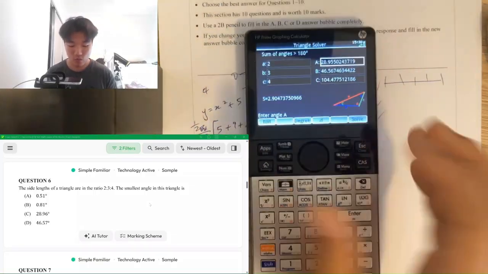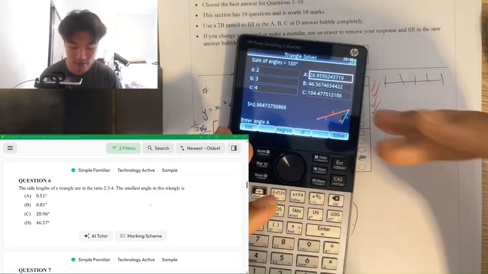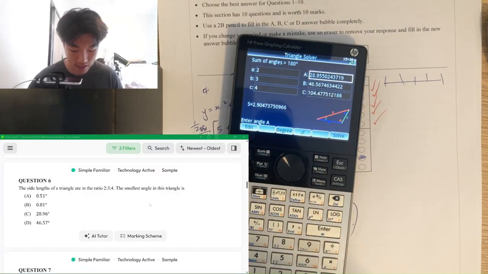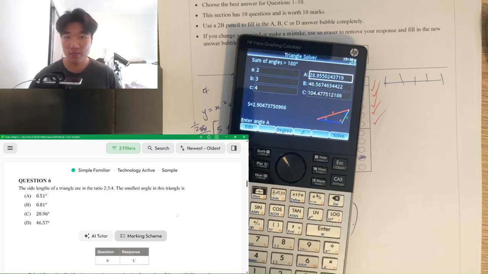The smallest angle. It wants the smallest angle. 104 definitely is not the smallest angle. 46? No. It's 28.96.